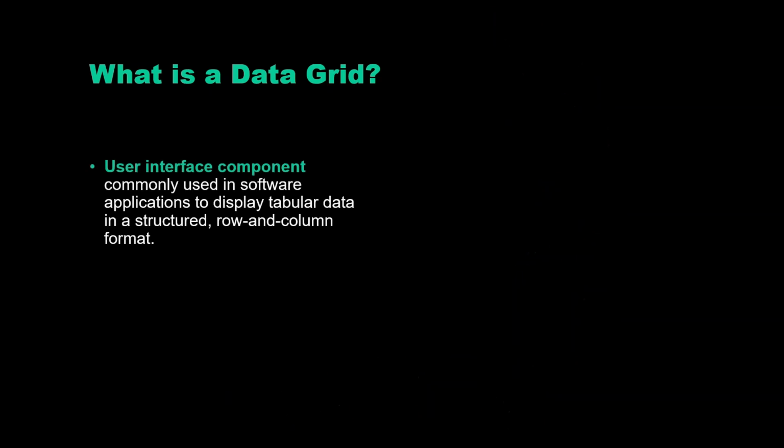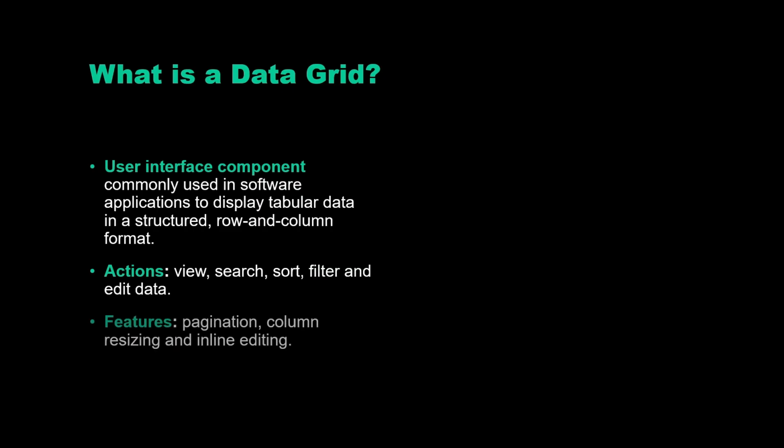Okay, let's have a look at a simple definition of what a data grid is. A data grid is a user interface component commonly used in software applications to display tabular data in a structured row and column format. Actions that you can normally do on a data grid are to view your data, sort data, filter for specific data, and edit data. Other features might include pagination, column resizing, and inline editing.